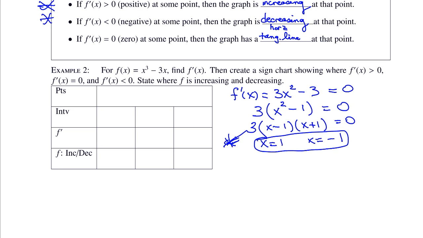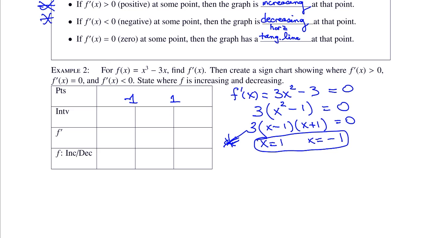Notice that these bars, they don't go all the way to the top. In fact, the numbers sit atop those bars. These are actually called partition points. The x equals 1 and the x equals negative 1, those are our 2 partition points that we're going to put into the table. In addition, the table has to be organized increasing from left to right. So the negative 1 goes on the left and the positive 1 goes on the right.